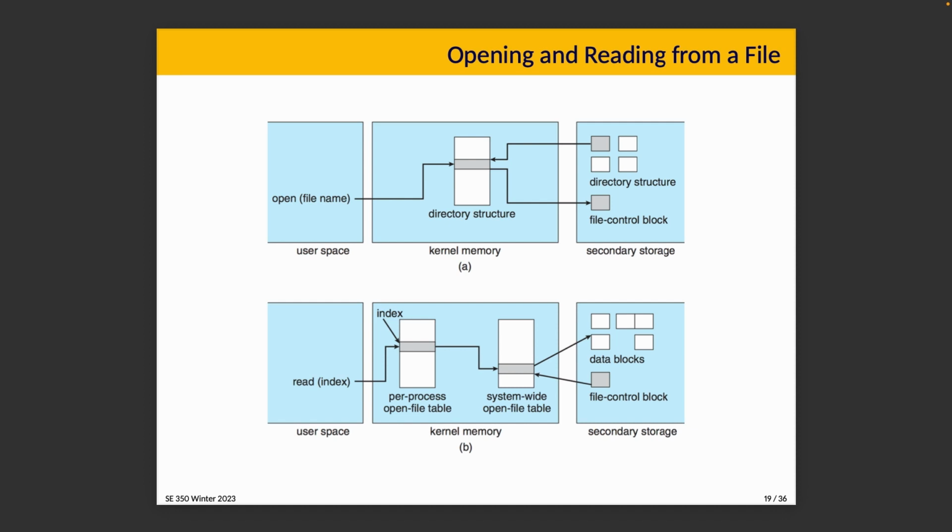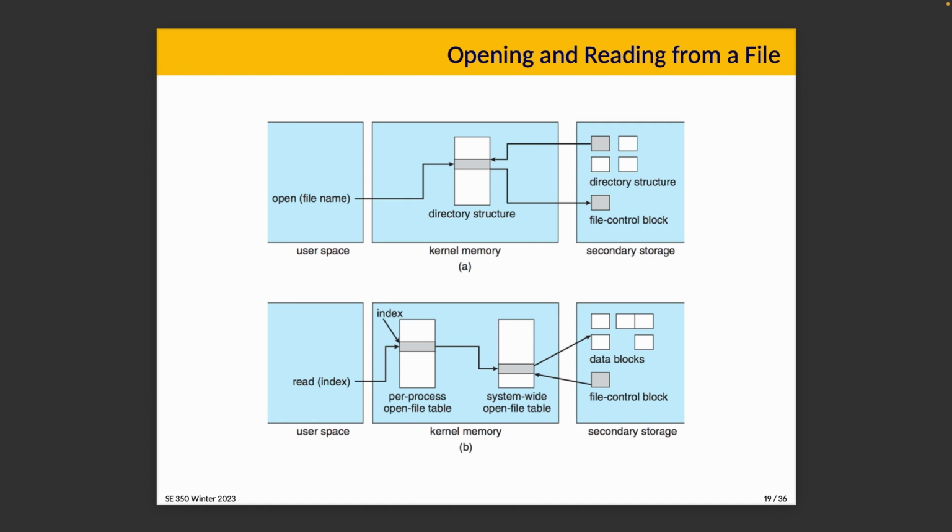And so this diagram that we're showing here gives us a quick overview of opening and reading from a file. So if we open a file, in kernel memory, we're going to search around a bit to see if we have the file. If we don't, we have to go to secondary storage, that's disk, and we'll load the file control block into the kernel memory.